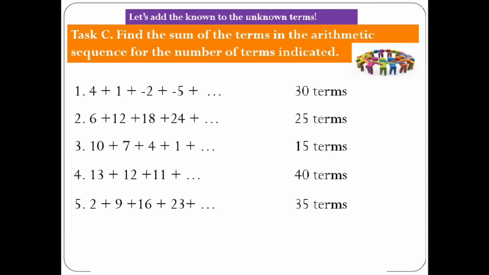Number 3. Find the sum of the first 15 terms of the given sequence 10 plus 7 plus 4 plus 1 and so on. Number 4. Find the sum of the first 40 terms of 13 plus 12 plus 11 and so on. And number 5. Find the sum of the first 35 terms of the given 2 plus 9 plus 16 plus 23 and so on.